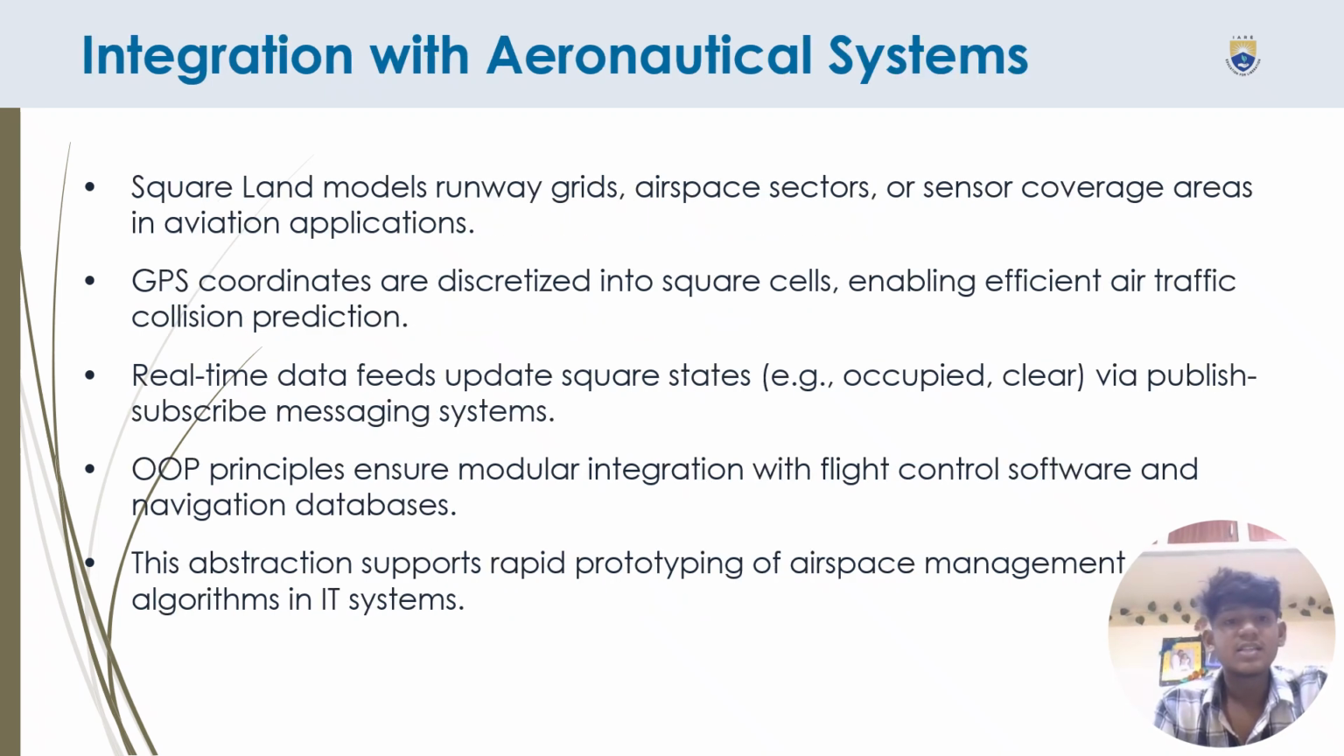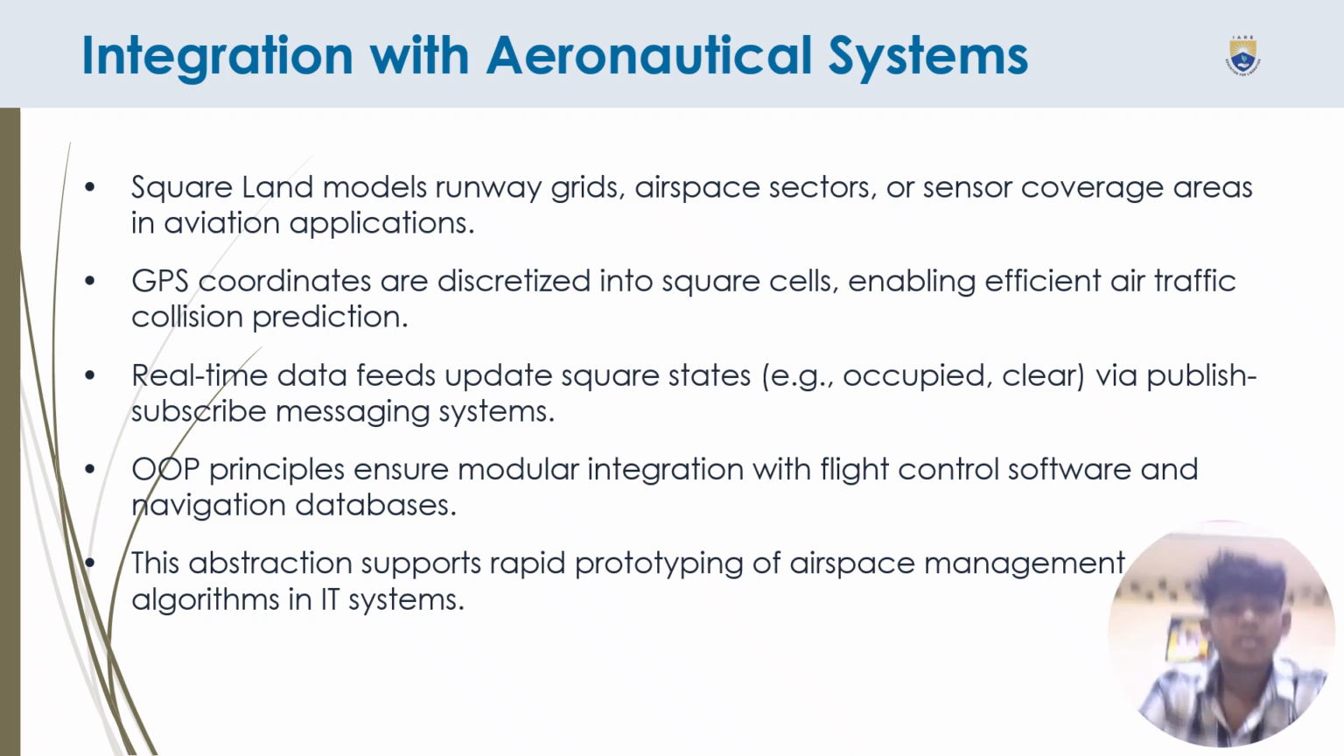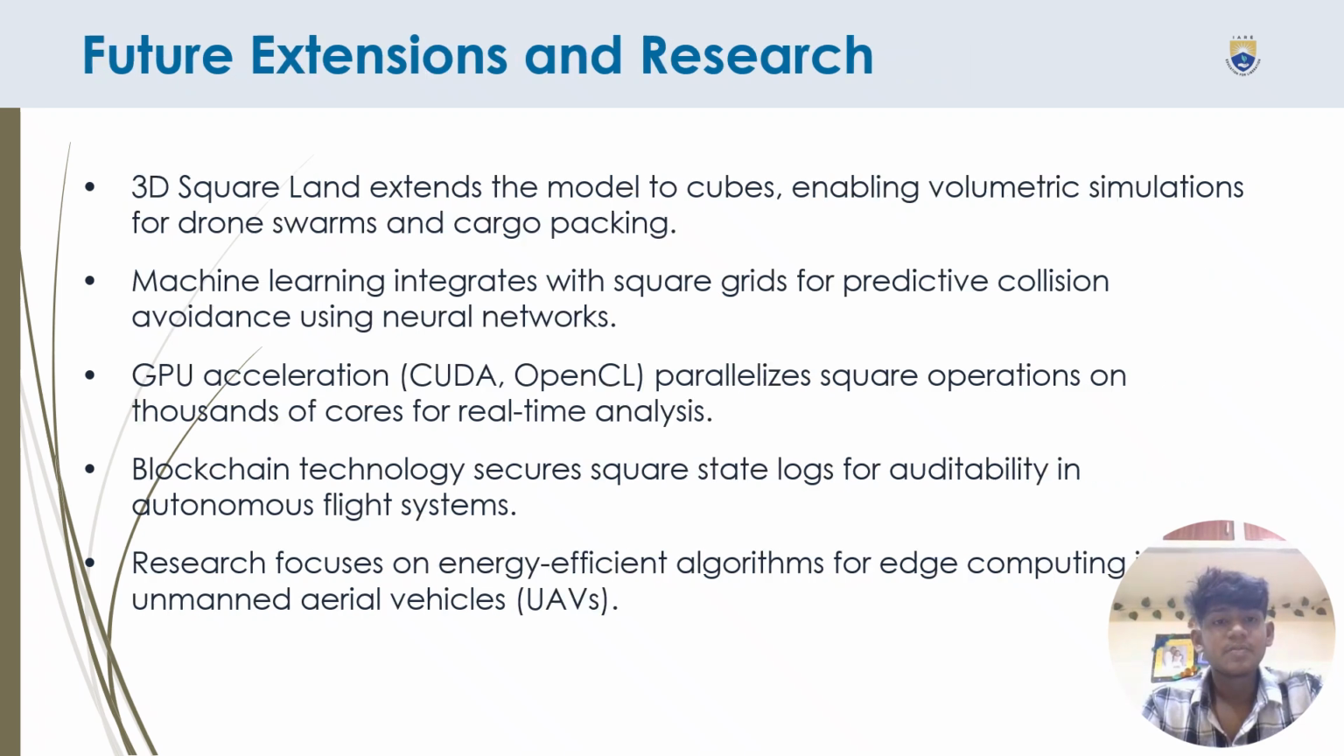Integration with aeronautical systems. Square Lane models runway grids, airspace sectors, and sensor coverage areas in aviation applications. GPS coordinates are discretized into square cells, enabling efficient air traffic collision prediction. Real-time data feeds update square states via publish-subscribe messaging systems. OOP principles ensure modular integration with flight control software and navigation databases.